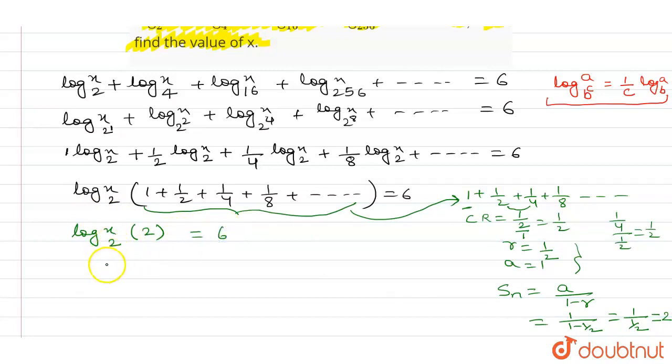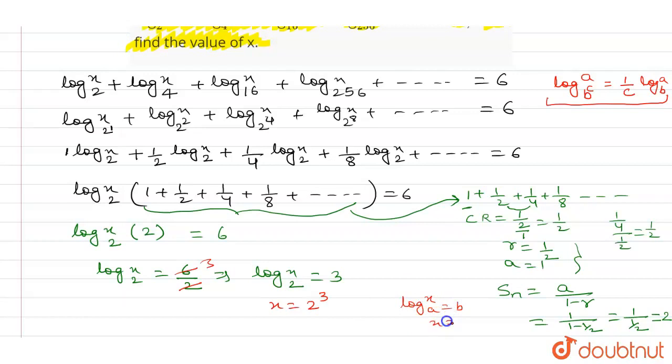So it can also be written as log x to the base 2 equal to 6 by 2. So that implies log x to the base 2 equal to 3, because here it will get cancelled, 2 threes are 6. So I can write it as x equal to 2 power 3, because we know the property of log that if log x to the base a equals b, then x can be written as a power b. So I use this property here, so our value of x is 8. So the final answer of our question is x equal to 8.